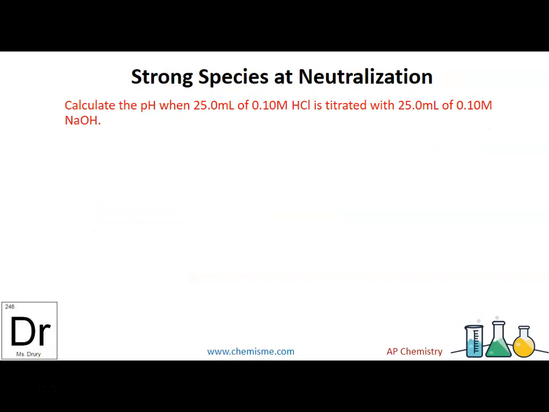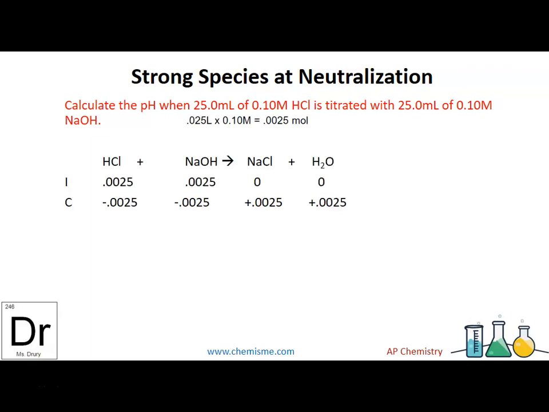Calculate the pH of 25 milliliters of 0.1 molar hydrochloric acid titrated with 25 milliliters of 0.1 molar sodium hydroxide. So when you multiply the molarity times the volume, you'll get the moles of acid. Same thing with the base, right? And you'll put it into your ICE box. These were the same because they're the same values. When you subtract, you'll notice that you'll have no acid and no base left over. You only have salt and water. Because the salt was formed by a strong base and a strong acid, your pH just happens to be 7 because you had a neutral salt.